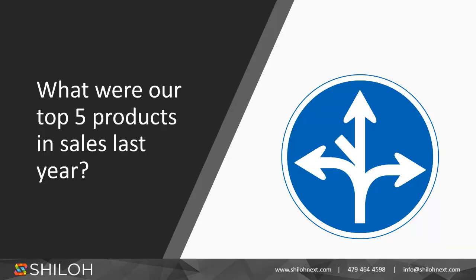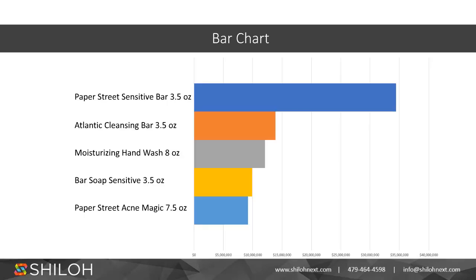The scenario. What were our top 5 products in sales last year? Since your goal is to see a comparison of your products, your best choice is a bar chart with the products sorted from high to low and only showing the top 5 products.